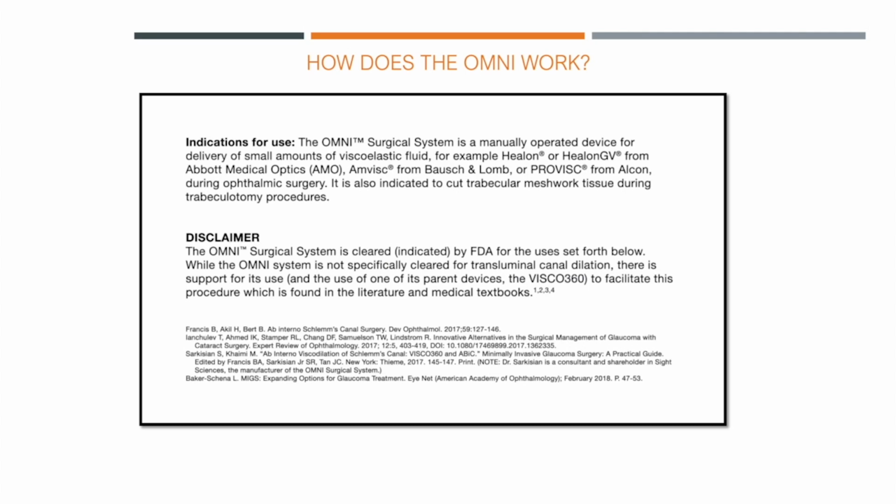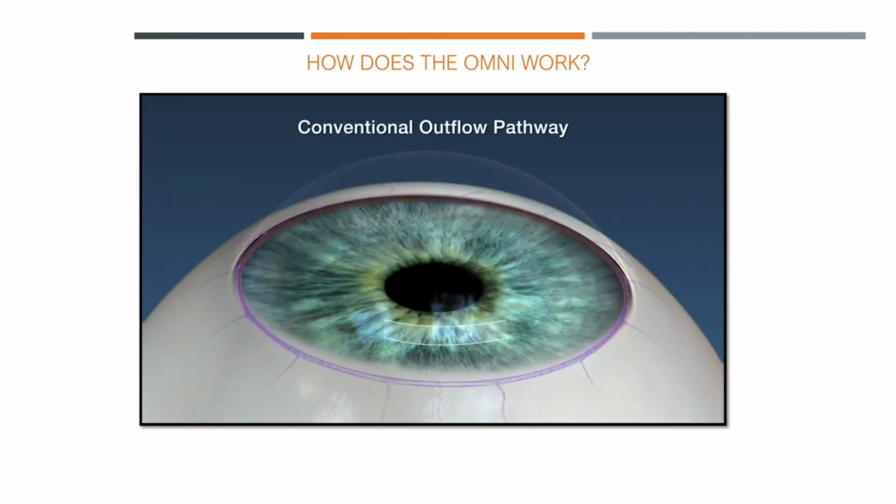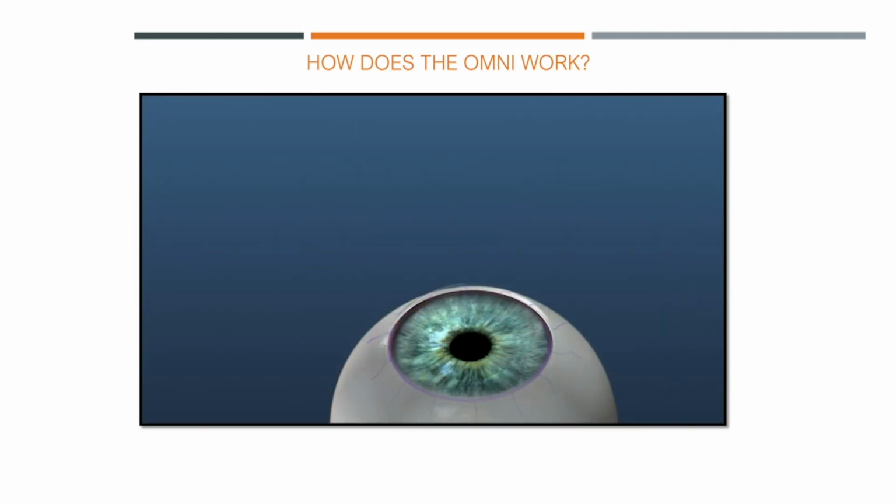I think it's really important that before you try any mixed procedure, you understand exactly what it is that the device does and how it performs. So the Omni addresses the conventional outflow pathway of the eye, and it allows more aqueous to outflow from the conventional pathway by first accessing the trabecular meshwork and then Schlemm's canal. Of course, after Schlemm's canal, we proceed to the distal collector channels, and this is how the aqueous egresses from the eye.